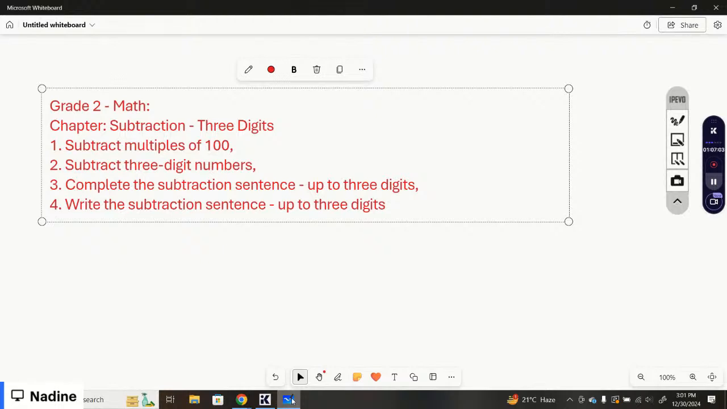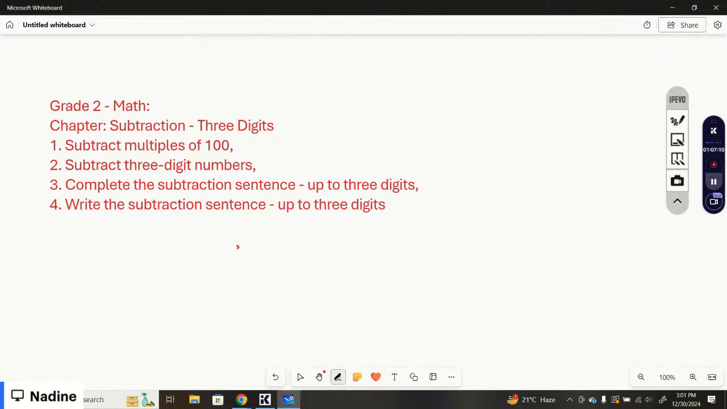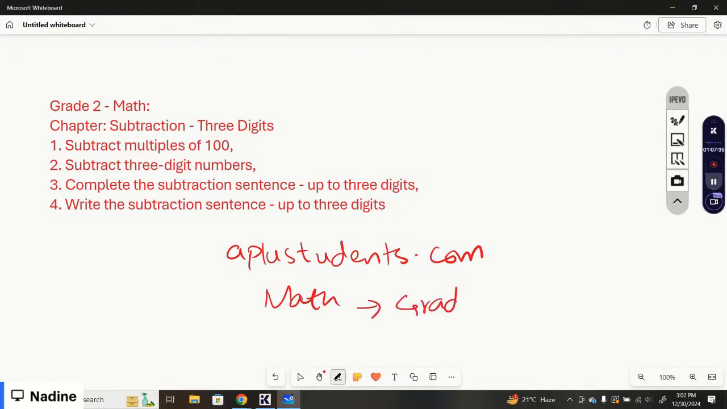We are here for grade 2 math. You can find all the lessons on aplusstudents.com. You have to log in there using your email address, and the password is provided by the administrator. Then you have to select math from the subject tab. Scroll down to grade 2 math and then click on view all lessons. There you can find the list of the chapters.